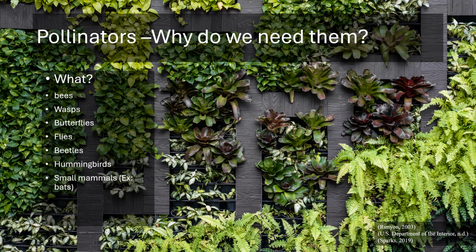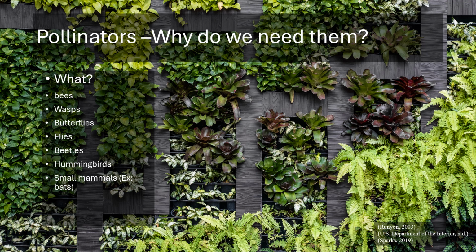Some examples of pollinators are bees, wasps, butterflies, flies, beetles, hummingbirds, and even small mammals like bats. That's pretty cool, right? These small little creatures have a big role in their ecosystem. They enhance plant reproduction, which means without these little guys, no flowers, no fruit, no food. In a way, they're the carriers of the power for a plant species to reproduce or not. That is, if everything is healthy otherwise.